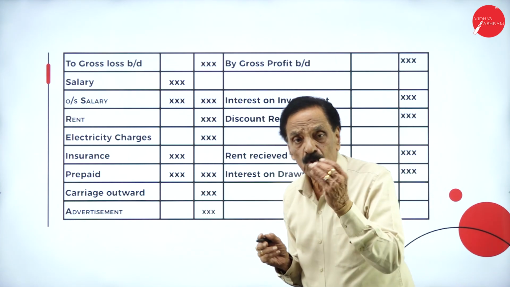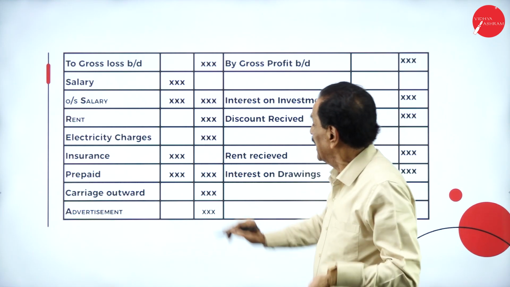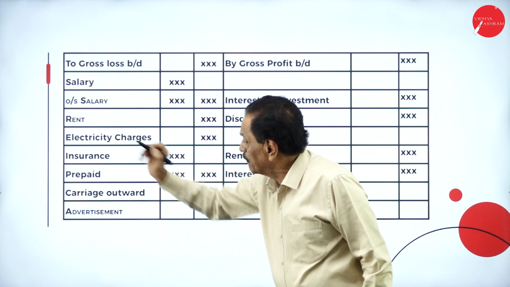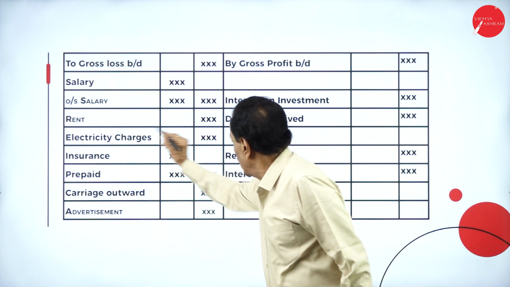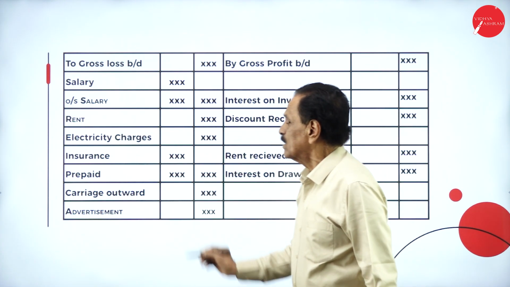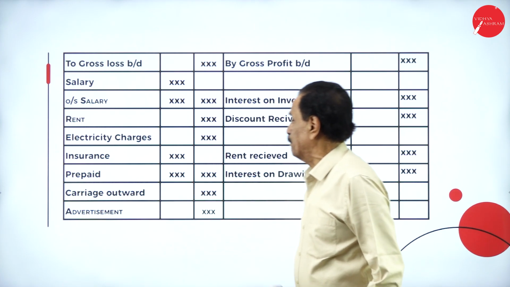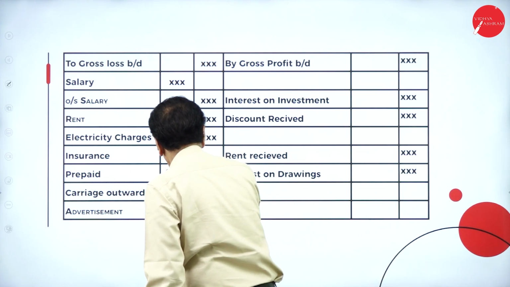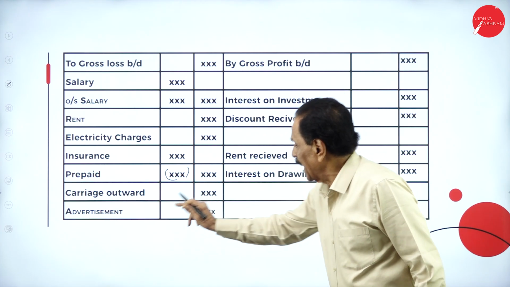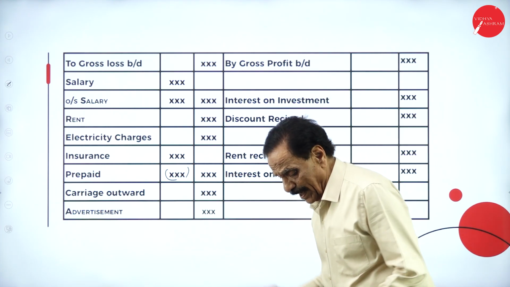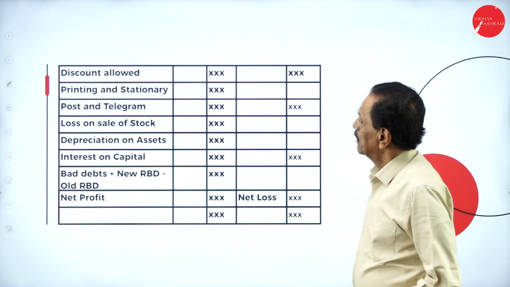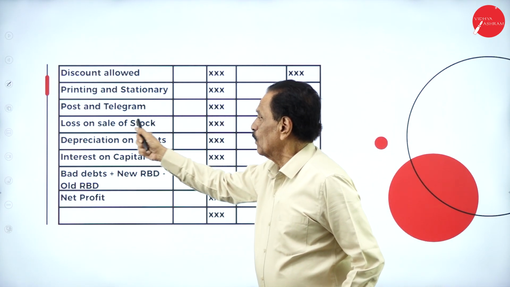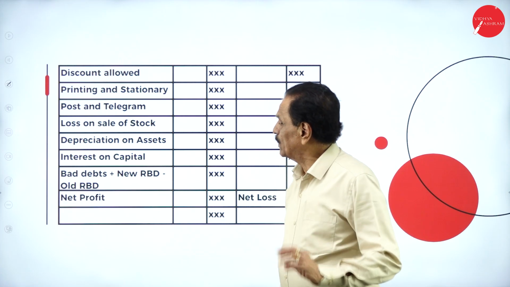Salary, if there is an outstanding, that should be added. Whatever outstanding you add, that will come on the liability side of the balance sheet. Rent paid, then electricity charges, insurance minus prepaid, that should be deducted here. Carriage outward, advertisement, then discount allowed, printing and stationery, post and telegram, all expenditure.